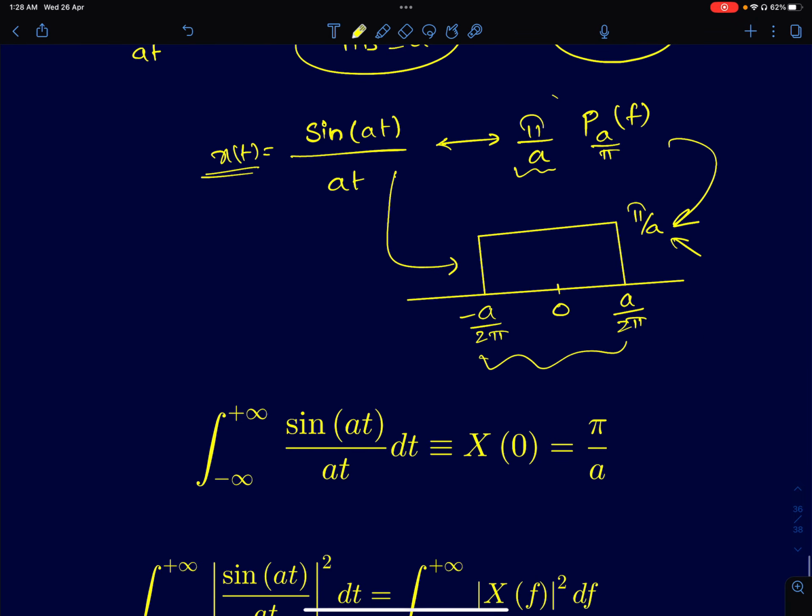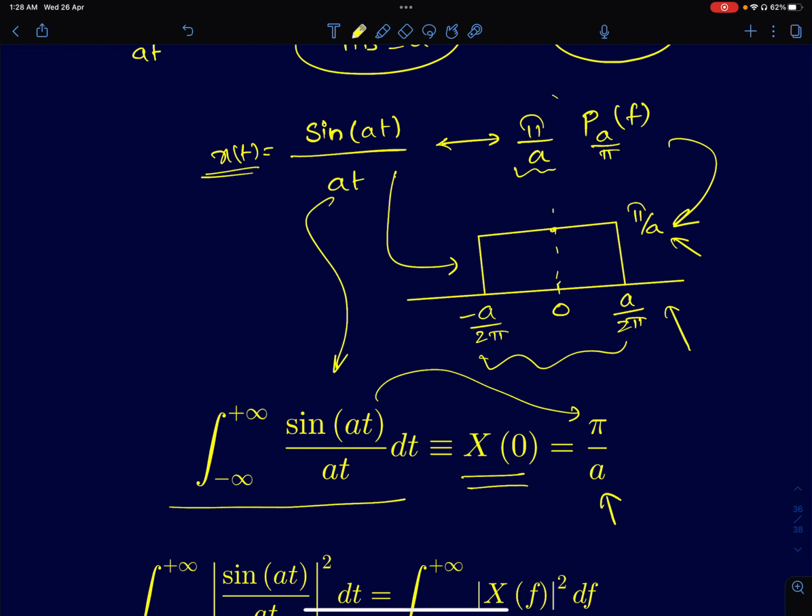The first step, you're supposed to find out the average value of this function. That is, if you integrate this function, what do you get? That is simply X of 0. You just have to read the value of the Fourier transform at the origin, which is pi by a. So the value of this integral is simply pi by a. I can directly read it from the Fourier transform of the signal.